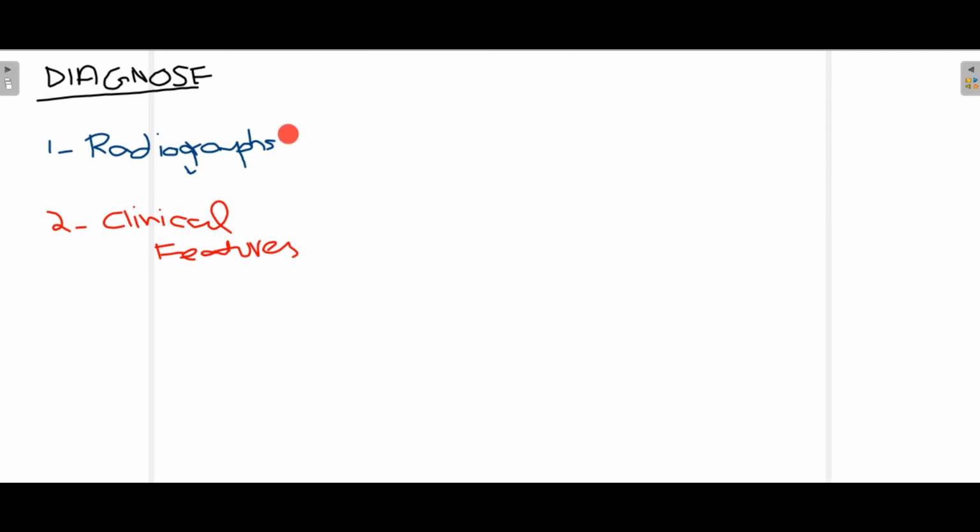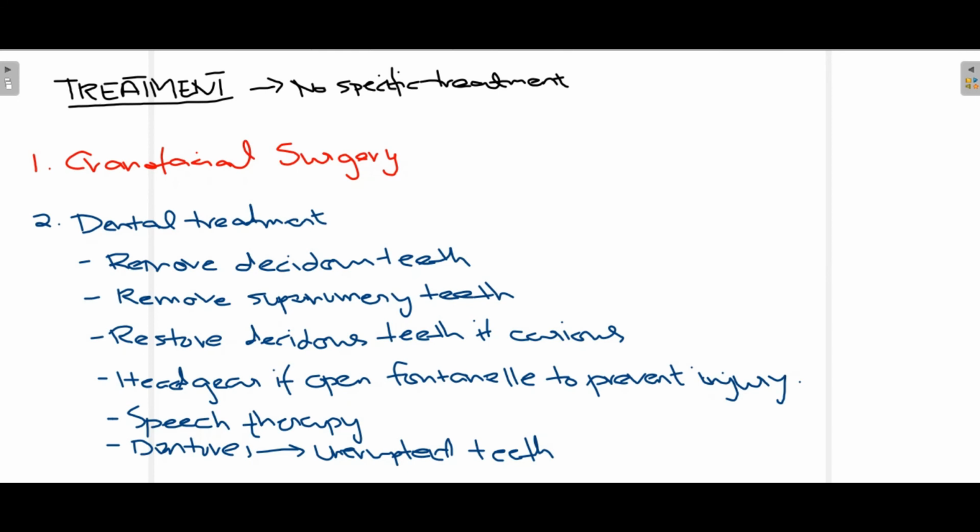You first take the radiographs of such patients, you try to do differential diagnosis, and after combining all this, you move towards the clinical features. And when you combine these two, sometimes genetic testing can also be performed just to make sure. But these two things, radiographs and clinical features, pretty much give you an idea that the patient might suffer from cleidocranial dysplasia. Now lastly, talking about in general how such a patient is treated.